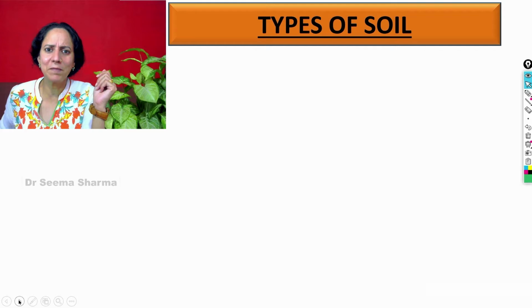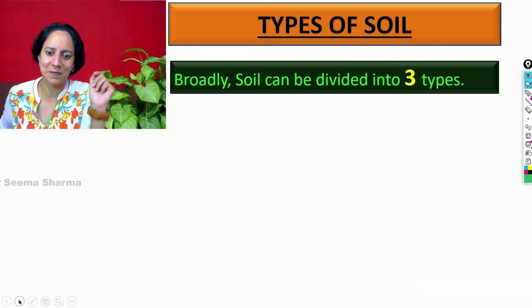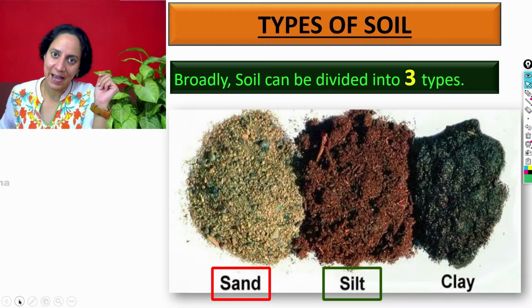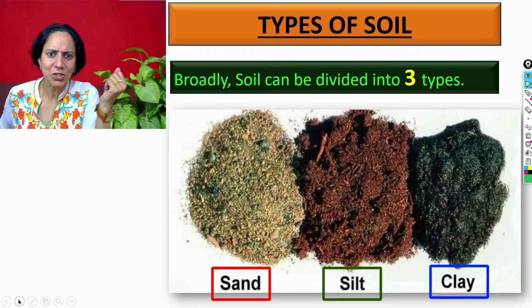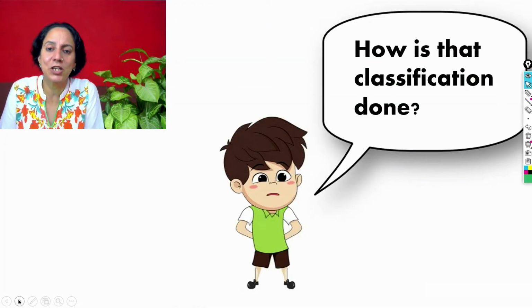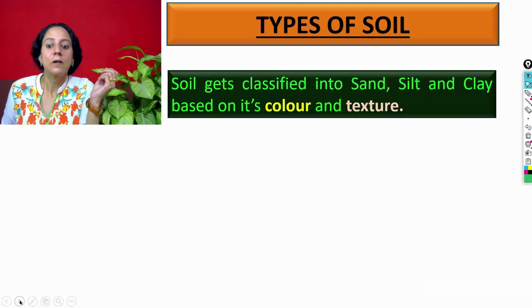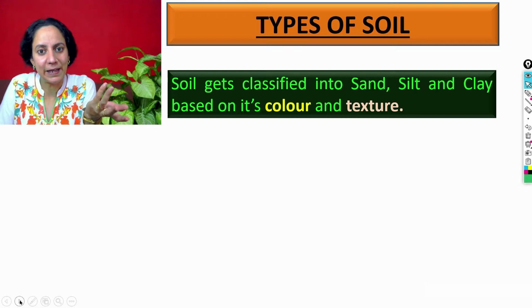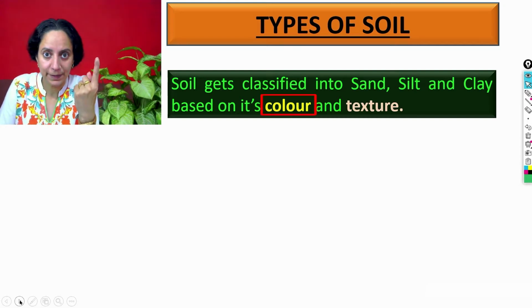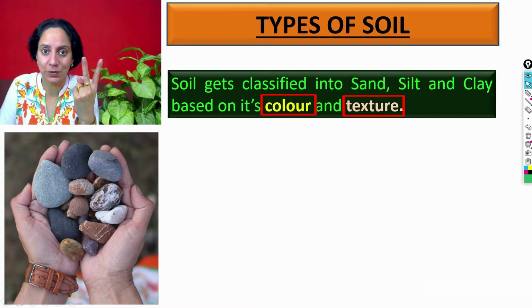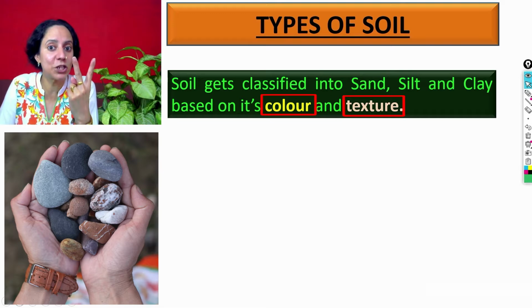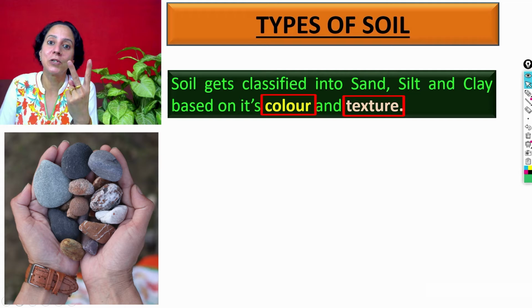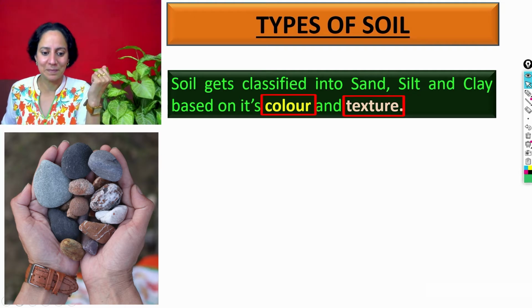Broadly, soil can be divided into 3 types and these are sand, silt and clay. So now the question is, how is the classification of soil done? Soil gets classified into sand, silt and clay on the basis of color and on the basis of texture. So these are two important features on the basis of which we can classify soils into these 3 subtypes.